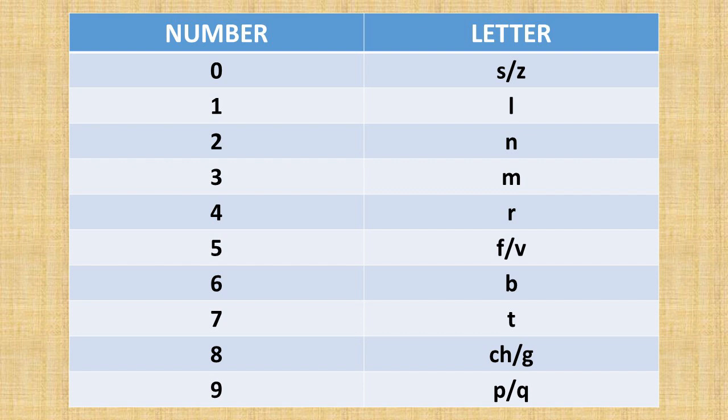There are no vowels in the system, and that means that we can use any combination of numbers to make up our own words as we see fit. So here's an example of that in practice.